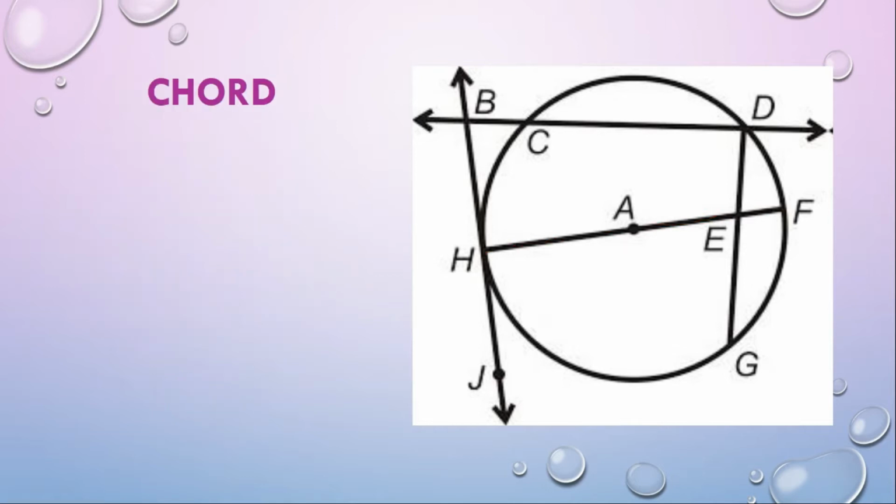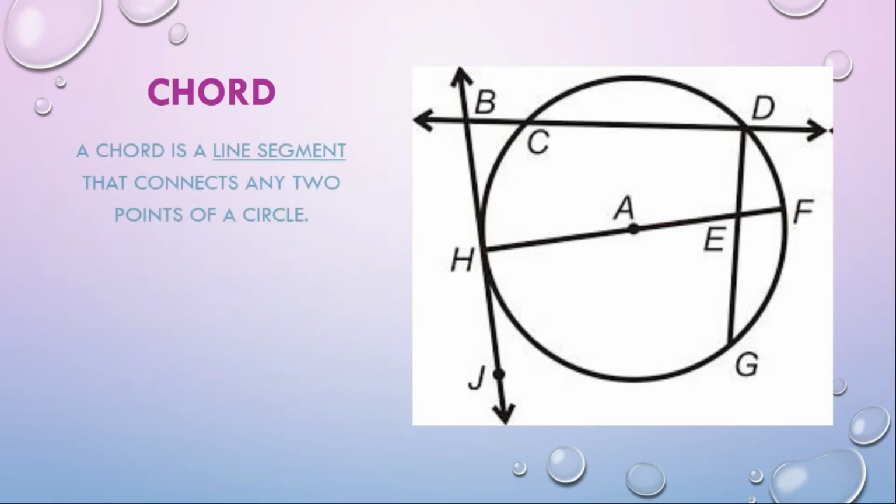Next, the chord. When we say chord, it is a line segment that connects any 2 points on the circle. So any 2 points, pwedeng HF at pwede ring DG. Kasi yung diameter, it is a special chord. But a chord cannot be a diameter.